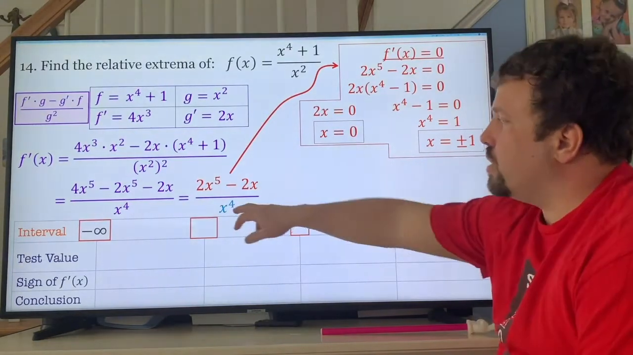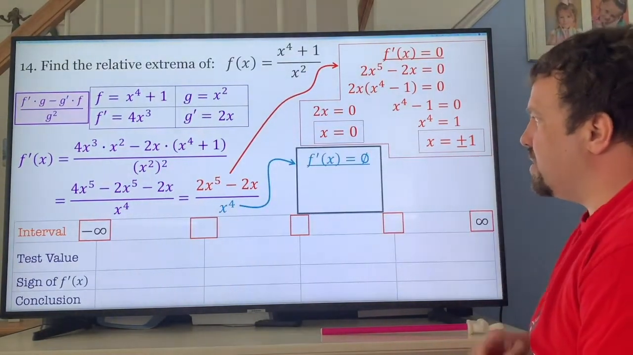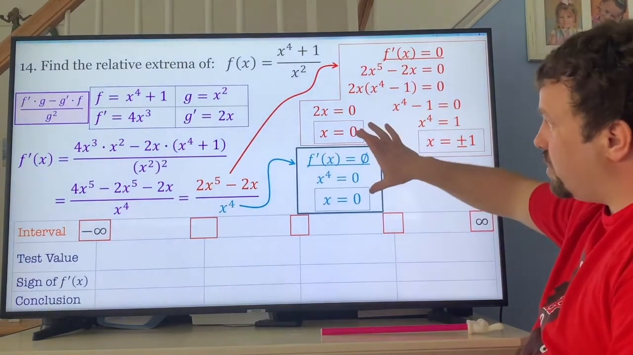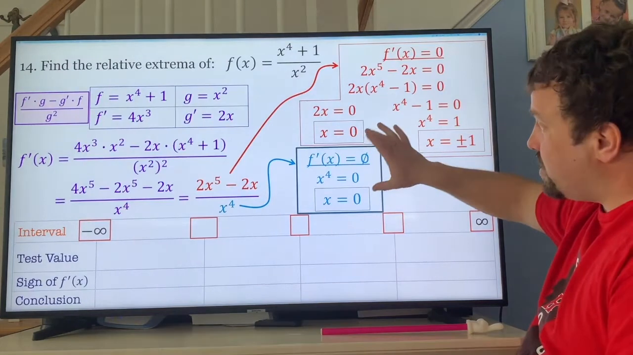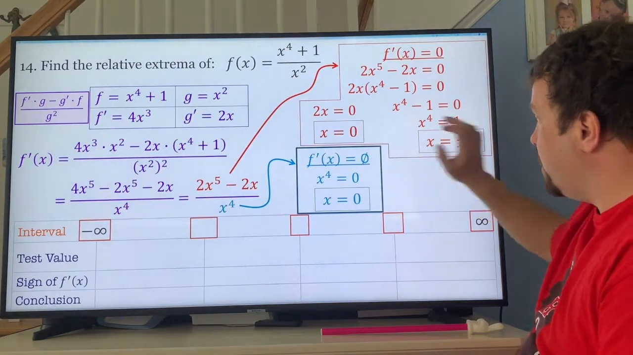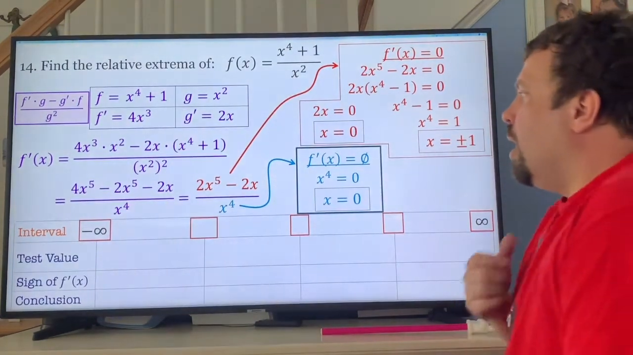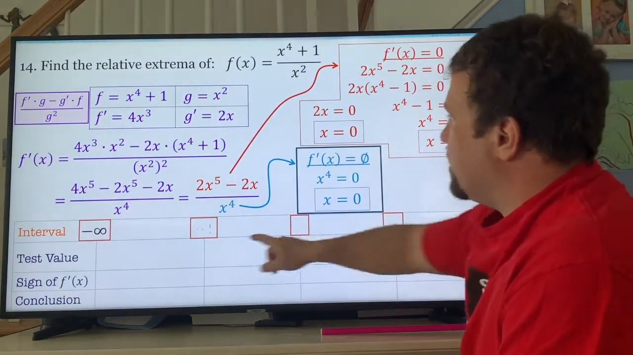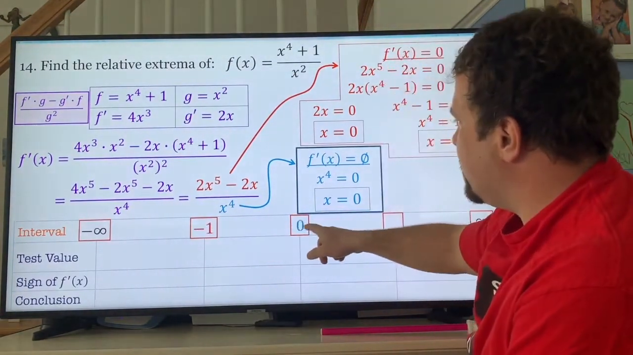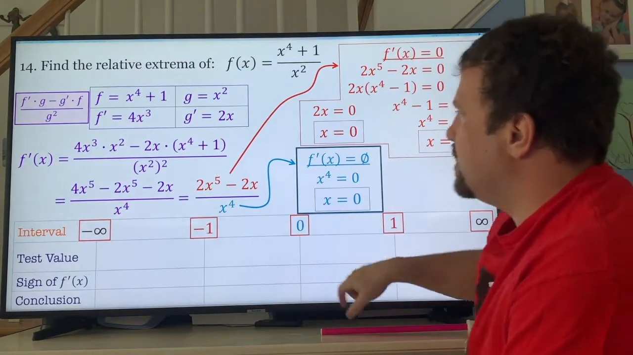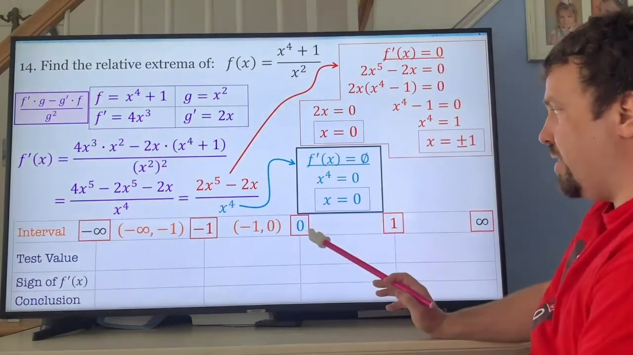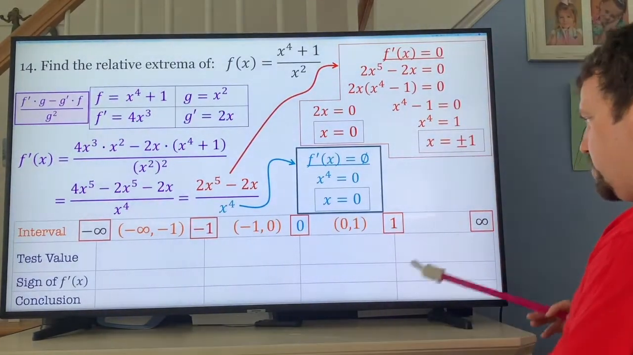All right, now you also set the denominator equal to 0. When you set that equal to 0, x to the 4th is 0, x is 0. Notice, same number, so same critical point, so you still only have 1, 2, 3 critical points. Let's go in order. Smallest number of all these is -1. Then you have 0, and then you have +1. Negative infinity to -1 is my first, -1 to 0, and then 0 to 1, and 1 to infinity.